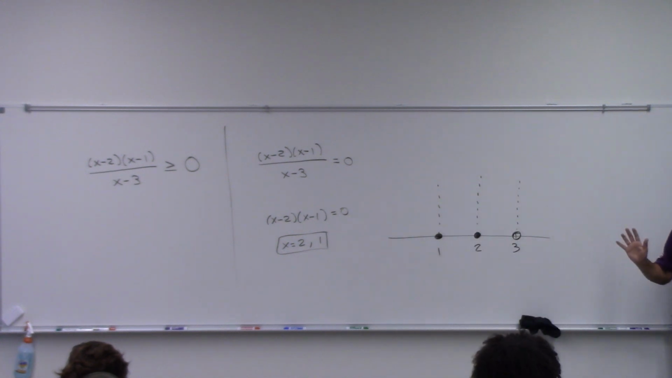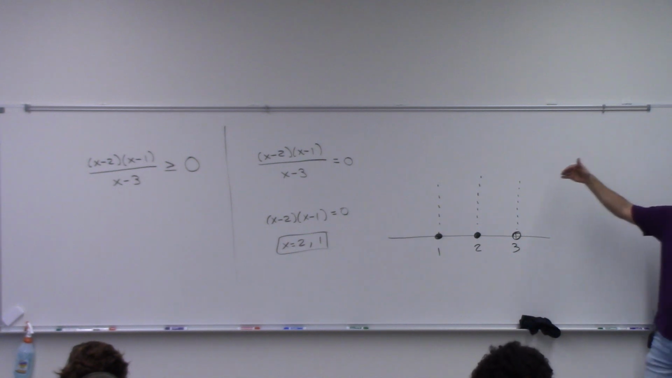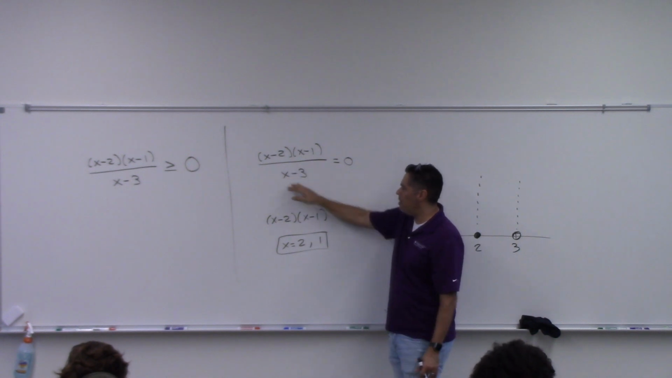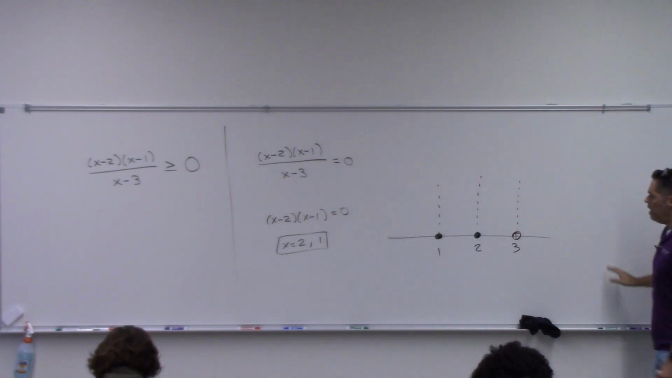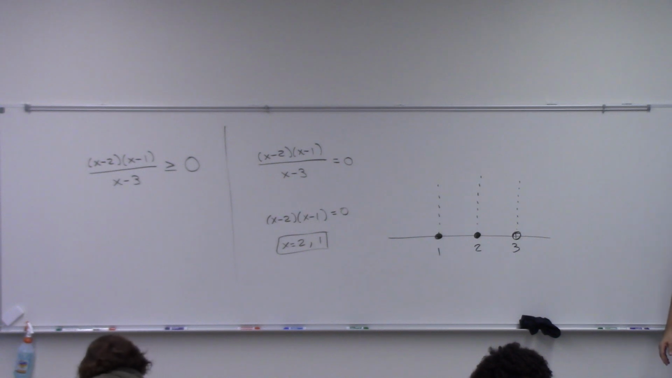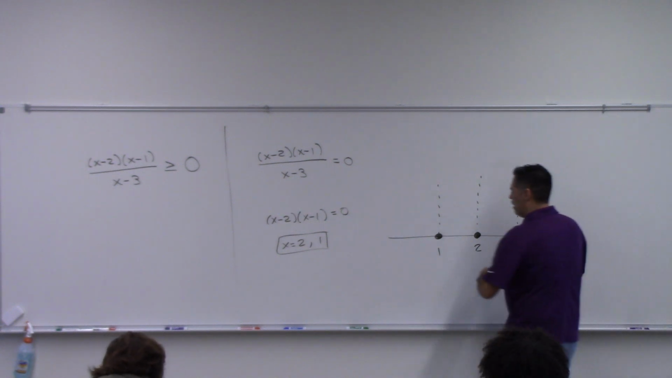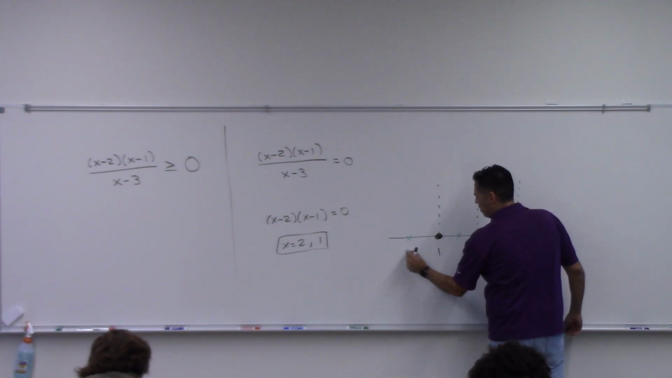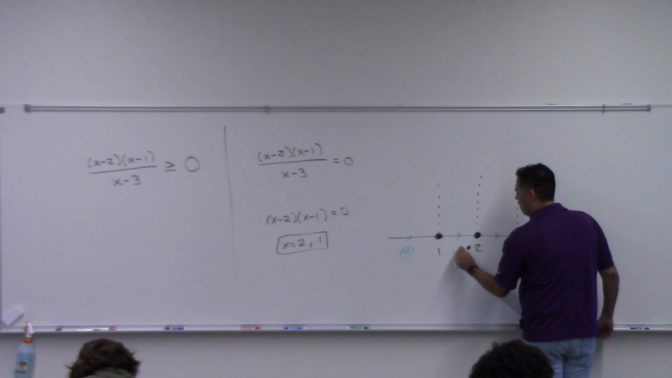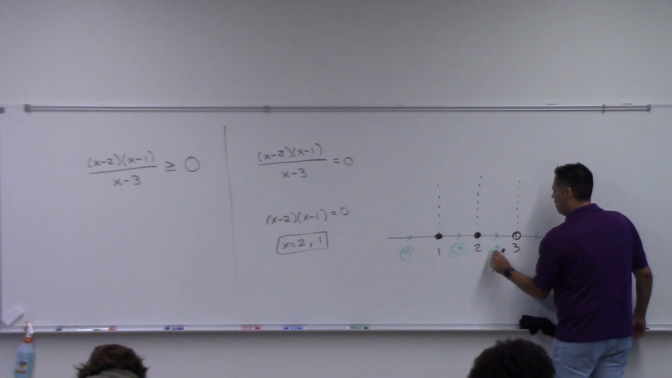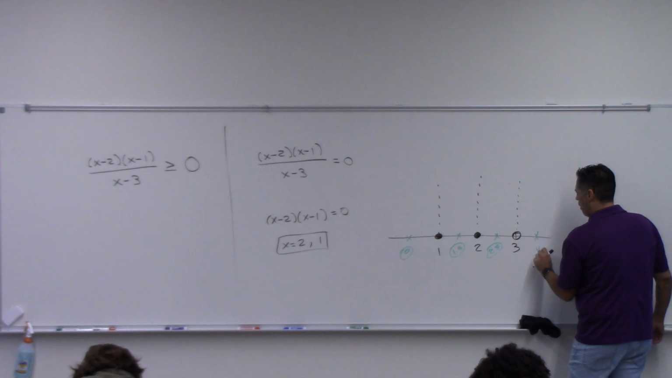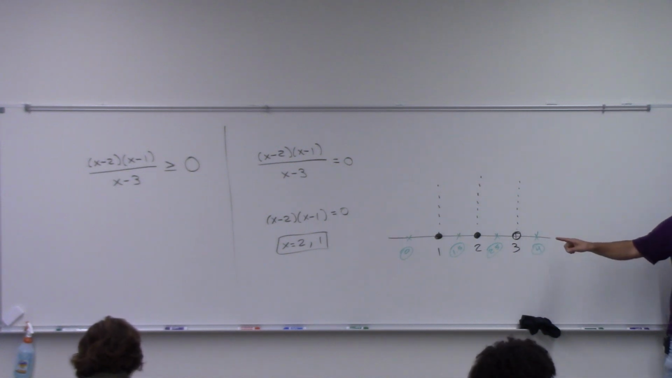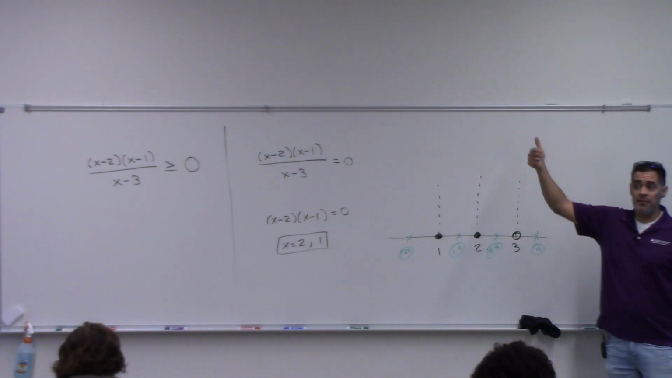Once you have your number line broken up, you've looked at everything that makes the top 0, and everything that makes the bottom undefined, or the bottom 0. You put those on a number line. Then you have to pick test points, and those test points have to be in those regions. So 0 is a good test point, 1.5, 2.5, and let's go with 4. What are you going to do with these test points? Plug them into the original and see if it's true or false.